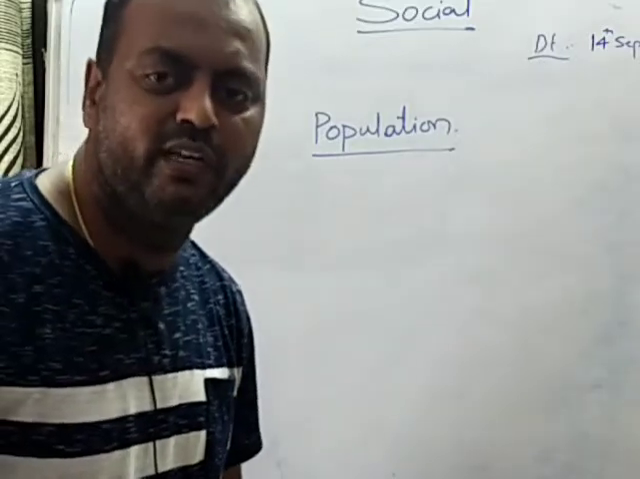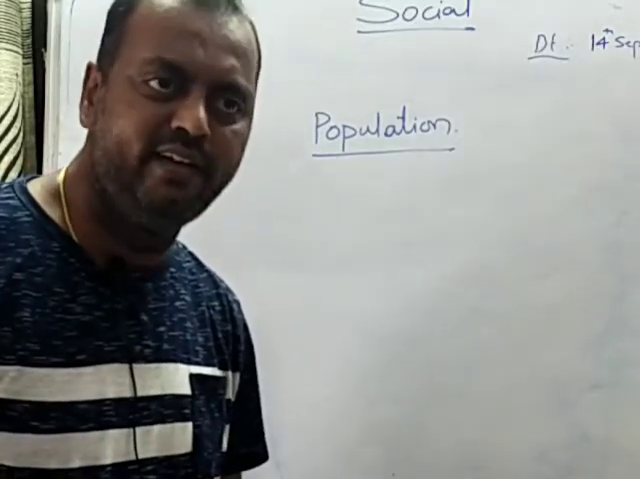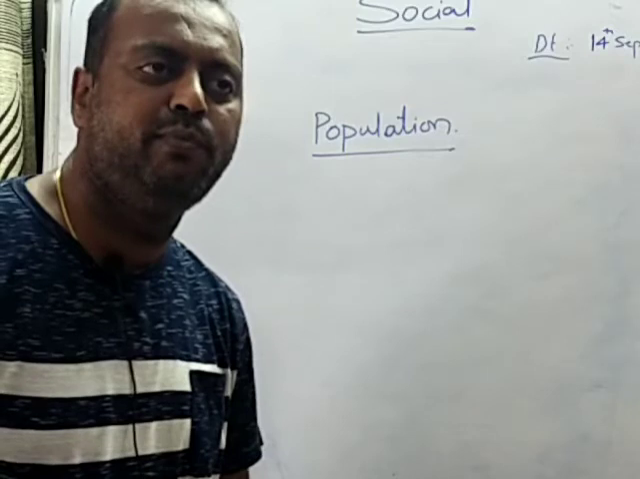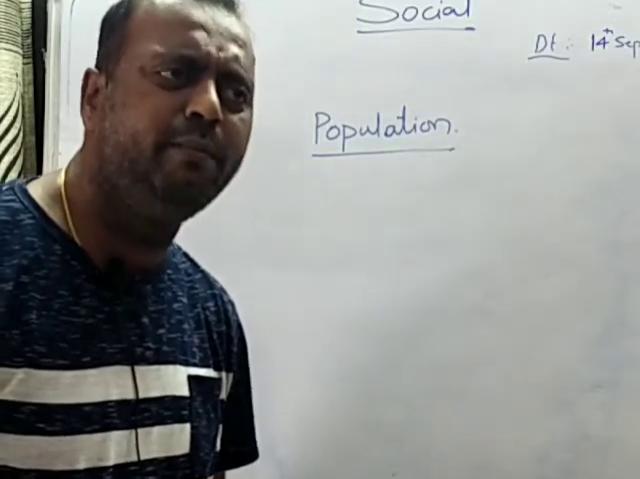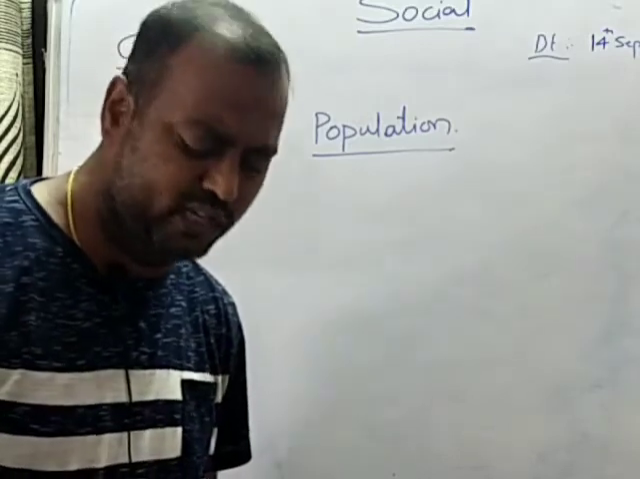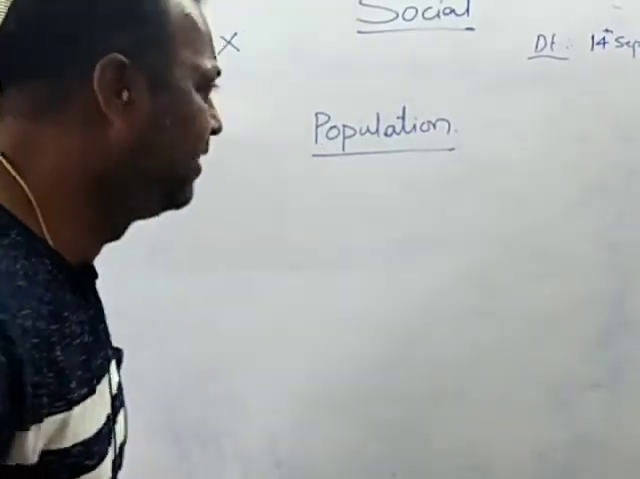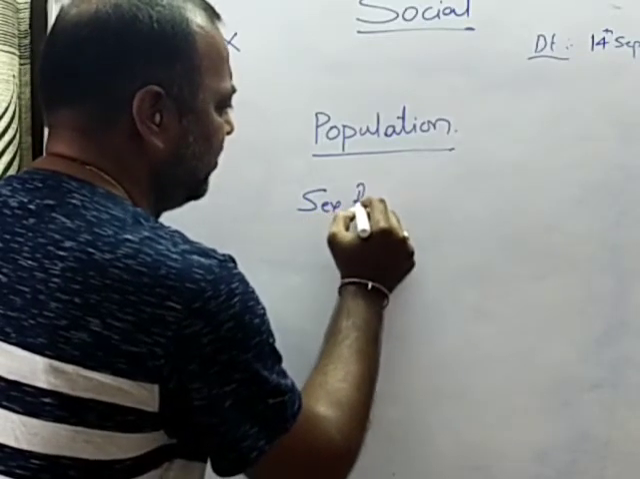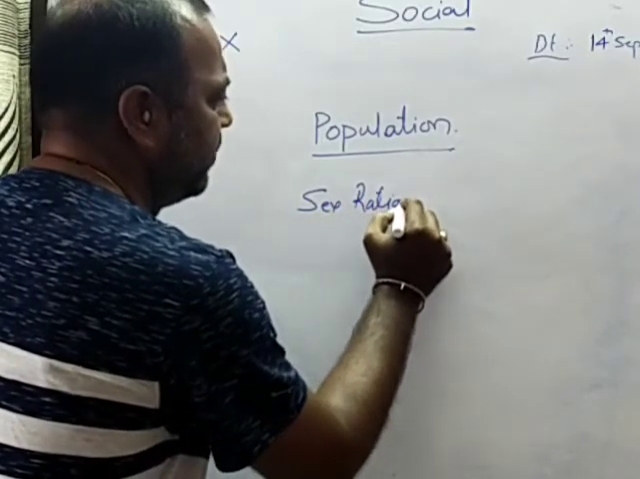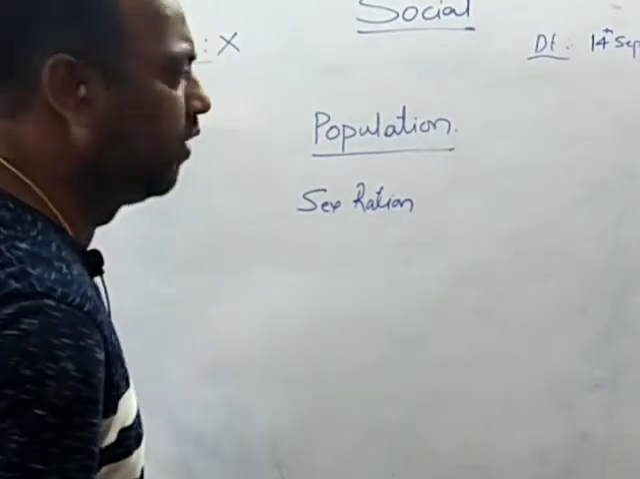So, this is what we need to understand about the fertility rate, and about the population density. What does population density mean? The number of persons present per every square kilometer, we call it population density. So, the first one is sex. We have learnt about sex ratio also. The number of women per every 1000 males, we call it sex ratio.